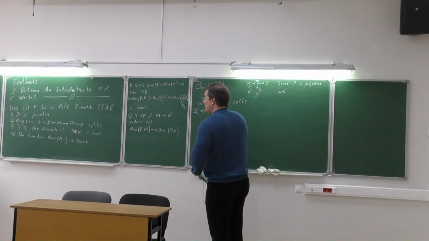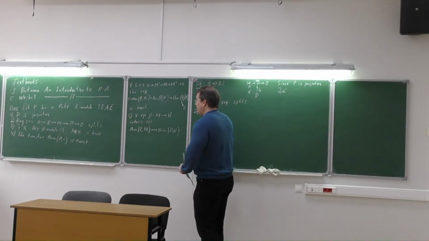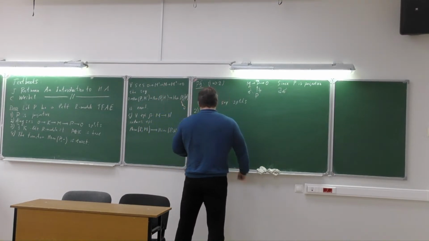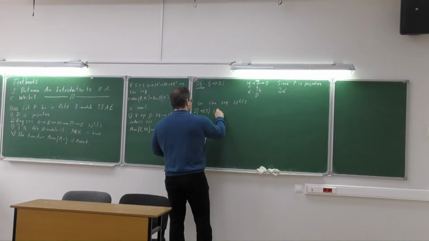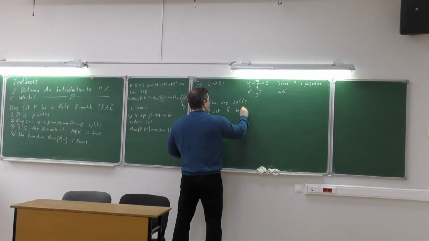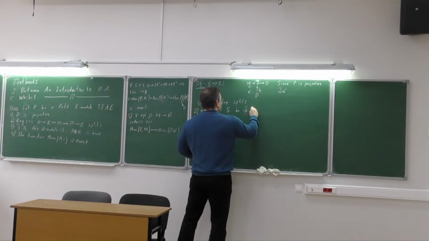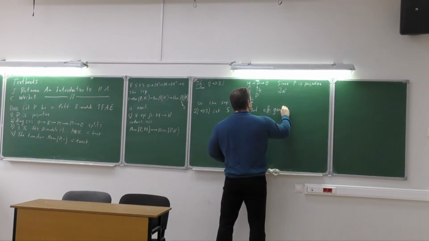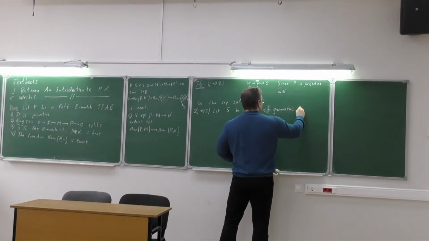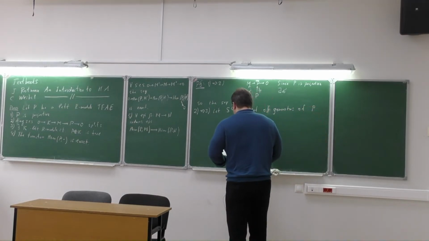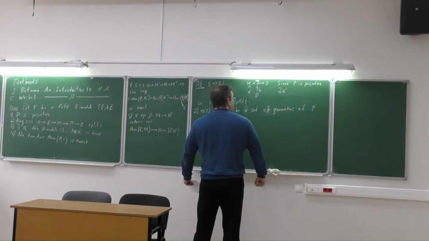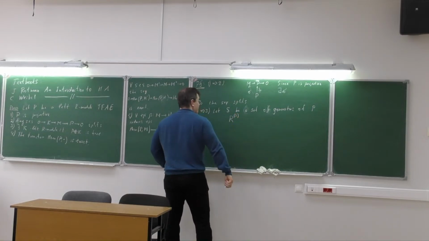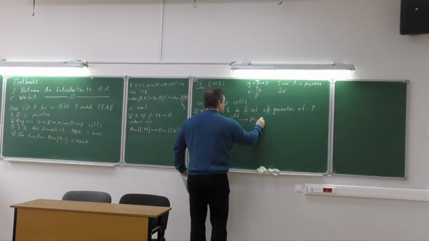So we want to show that we can find a free module such that P is a direct summand of this free module. So let S be a set of generators of the projective module P. So then we'll get a map from the free module R^(S) to P.